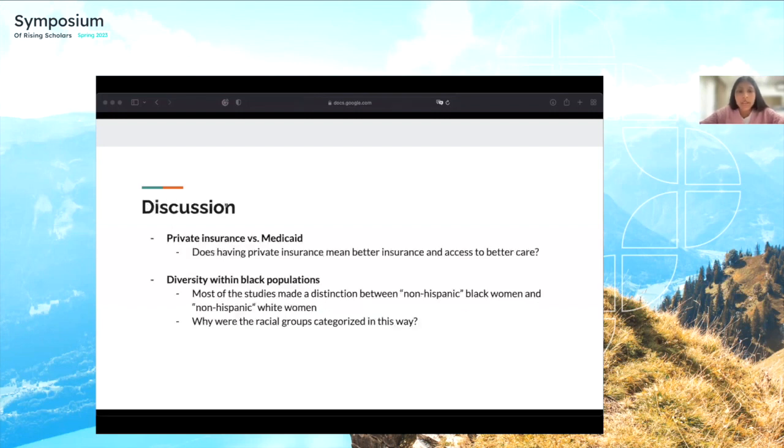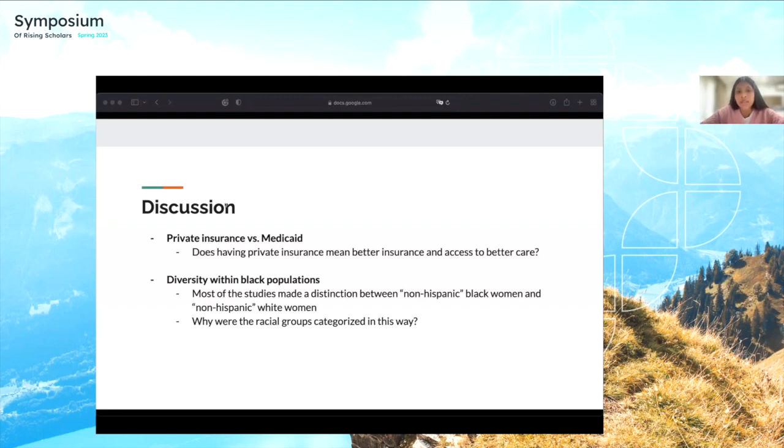So I would like to explore in the future the connection between private insurance and Medicaid, and if that contributes to lower rates of maternal death. Right now, with the information I have, I can raise the question: does having private insurance mean better insurance and therefore access to better care? And is that a factor that contributes to the lower maternal mortality rate in white women? But I don't have information on that to make a definitive claim.